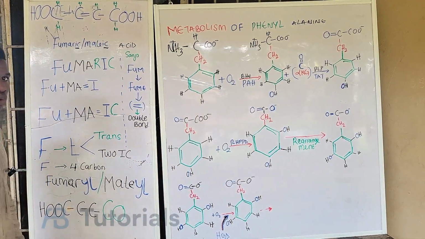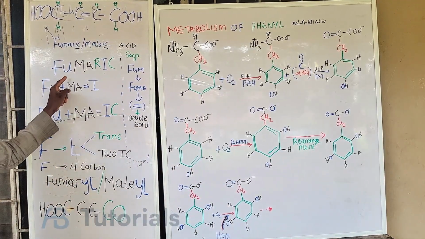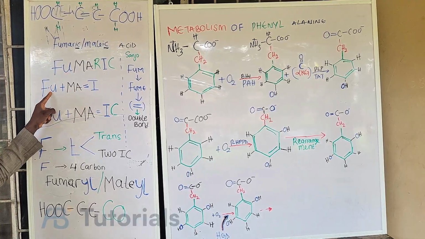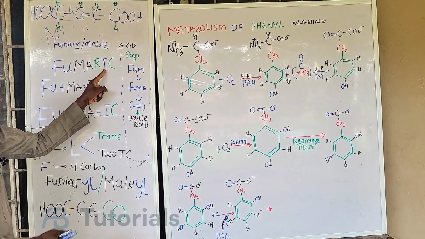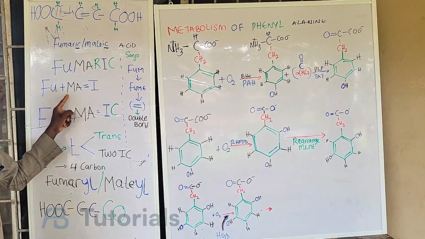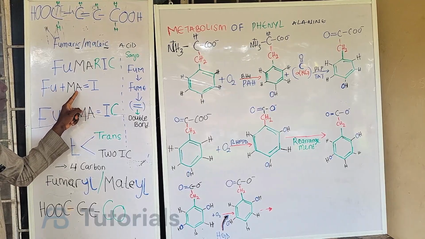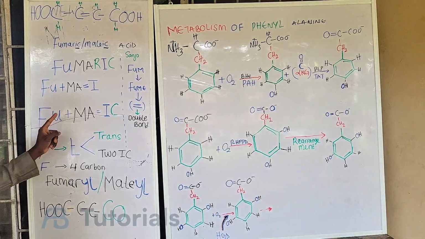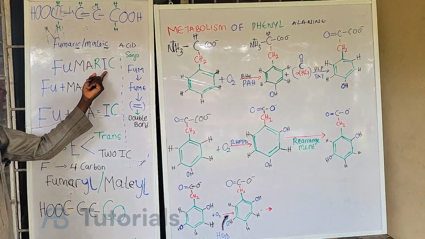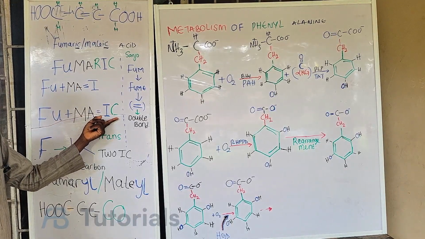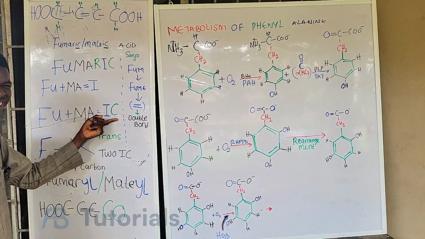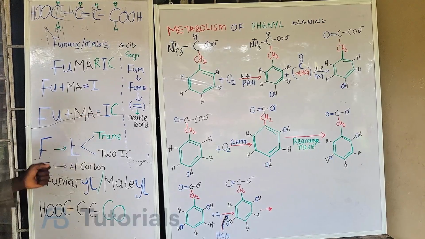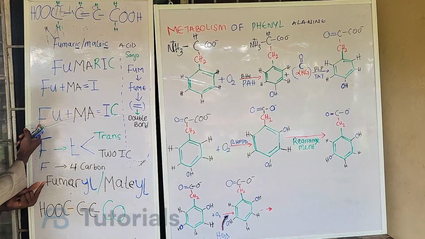So don't forget, just a quick recap. The fumaric acid, from the fumaric, we can get fumaric and malic. The two are isomers. Fumaric plus malic are isomers. Also, fumaric plus malic, they are IC. And IC is for carboxylic acid, like ethanoic. IC is telling you that they are acidic.